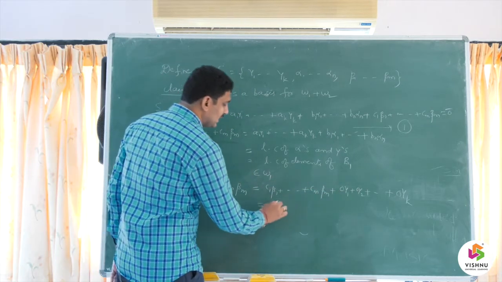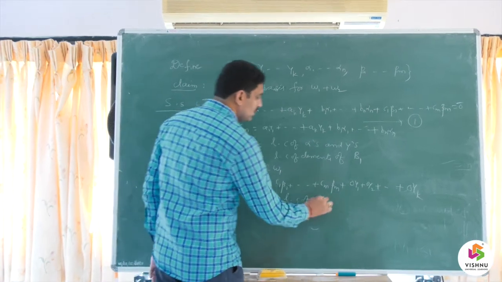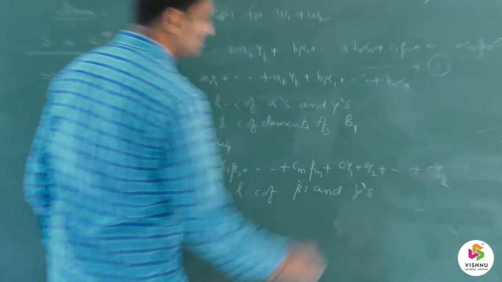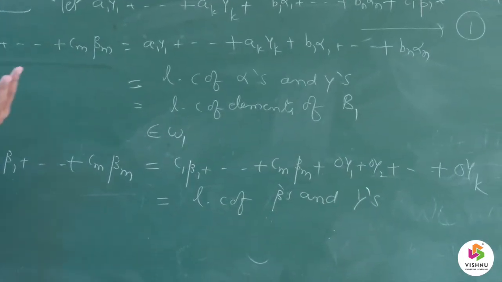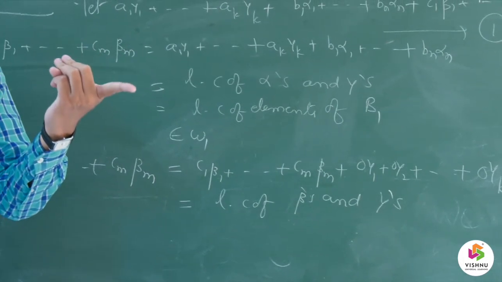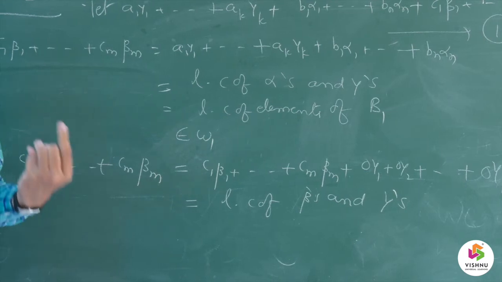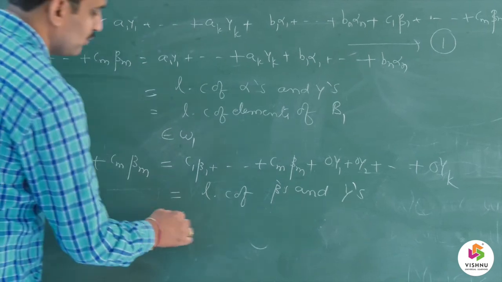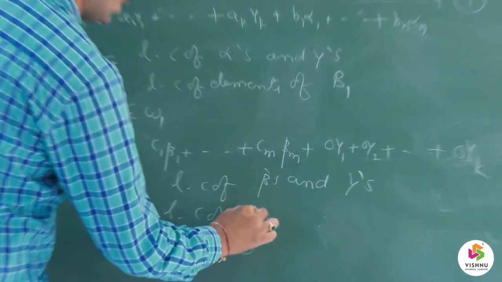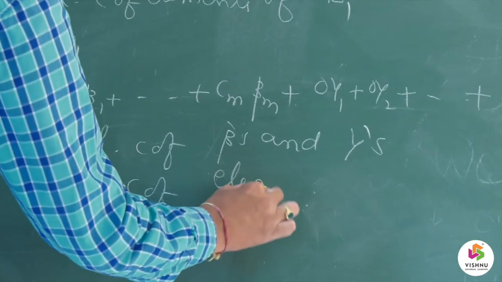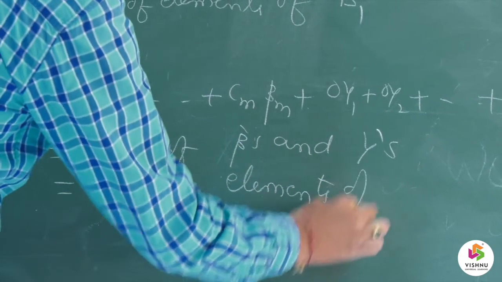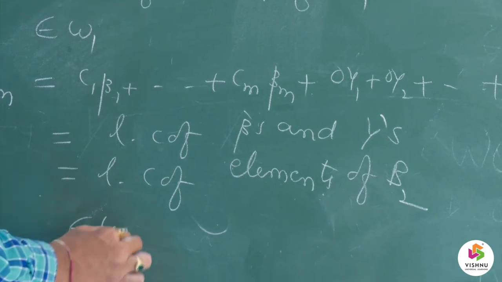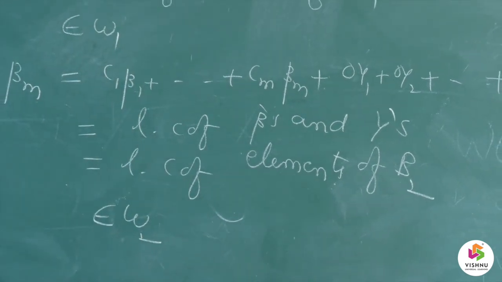So if you observe, it is a linear combination of betas and gammas. Again you have three sets with you, B, B1 and B2. So in B2 you have alphas, betas and gammas. So this is nothing but a linear combination of elements of B2. So we can say this value belongs to W2 because B2 is a basis of W2.